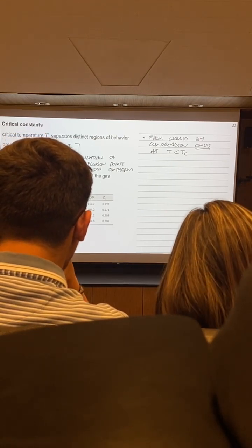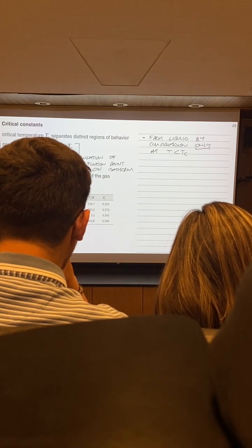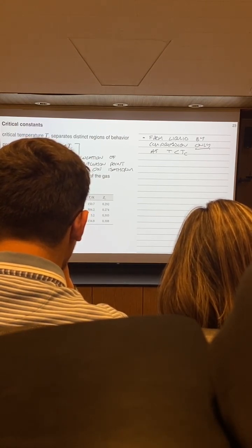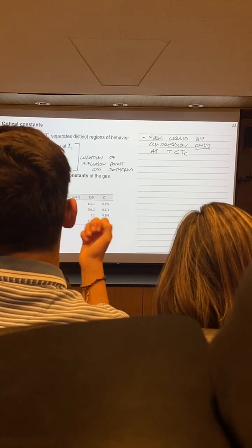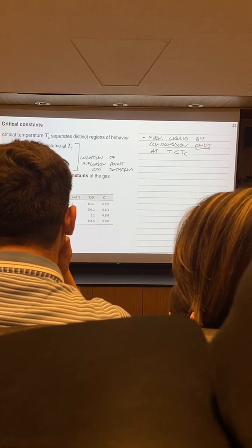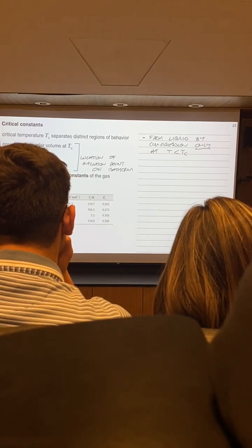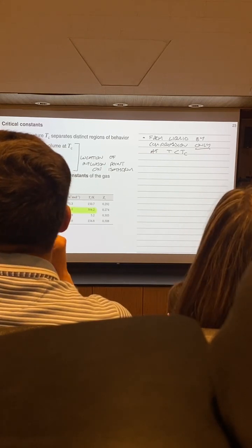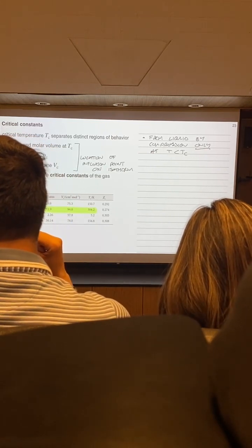The critical pressure is 72.9 atmospheres. The critical volume here, expressed in centimeters cubed per mole, is about 94 centimeters cubed per mole, and the critical temperature is about 304 Kelvin. So that's the example of where those were on that previous picture.